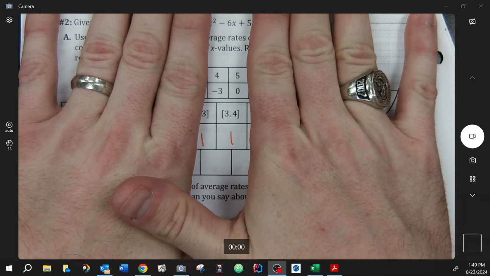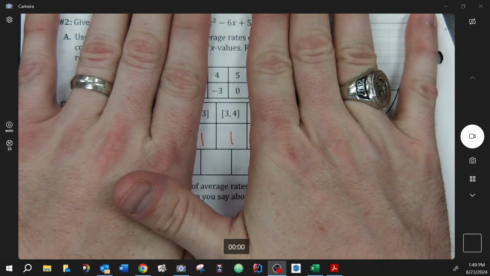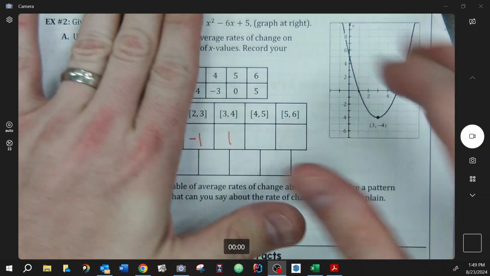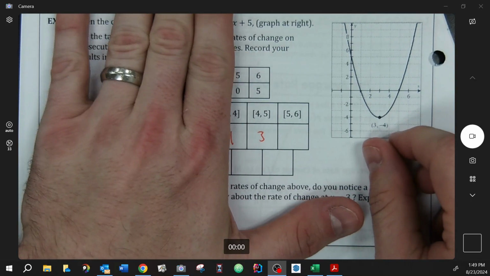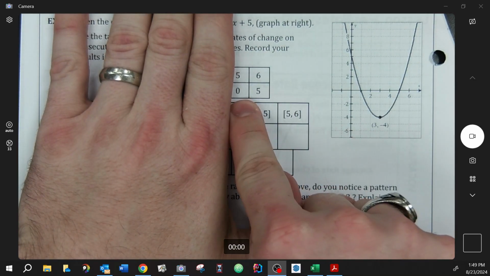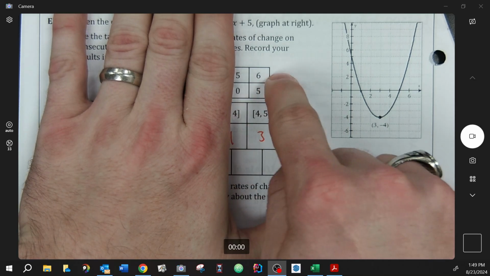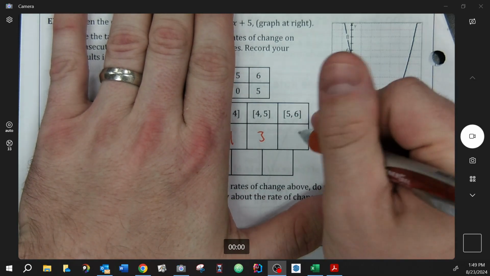0 minus negative 3. It's 3 over 5 minus 4. 1. 3 over 1. And lastly, the slope right there. 5 minus 0, 5. Over 6 minus 5, 1. 5 over 1.